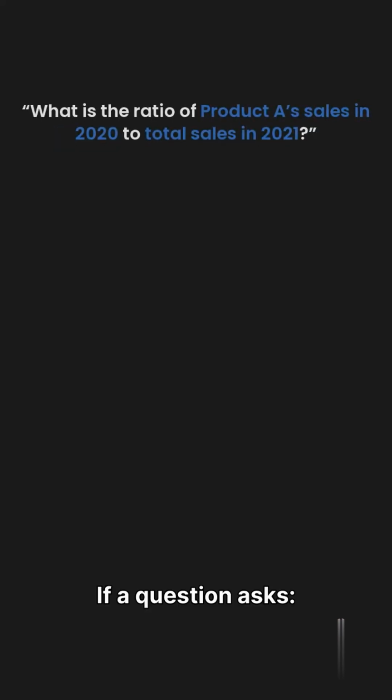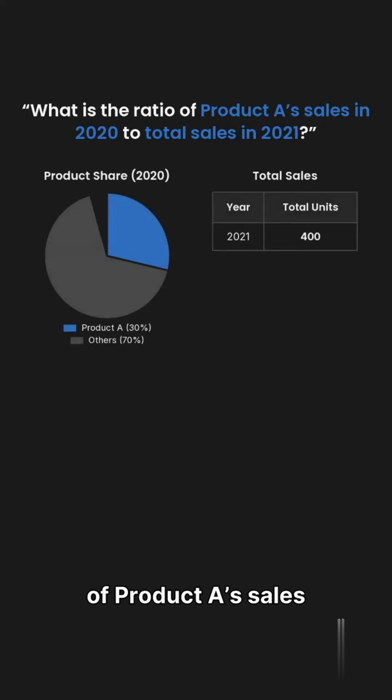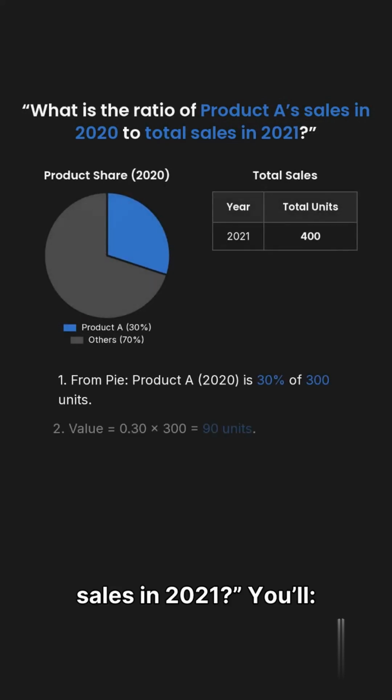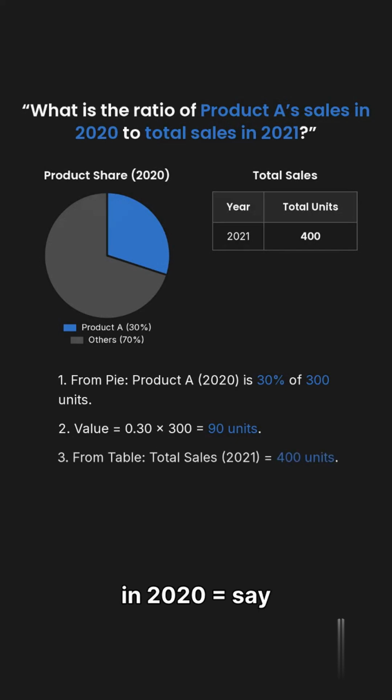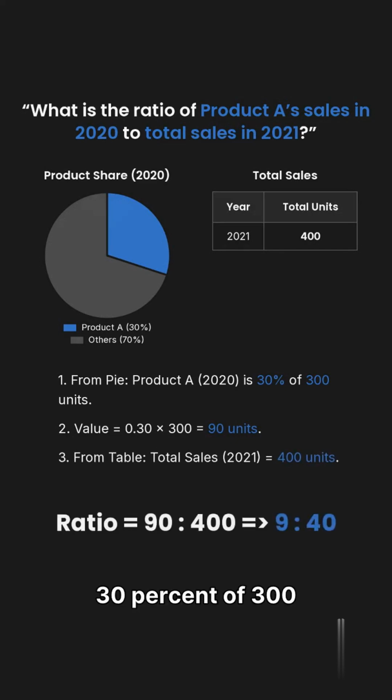If a question asks, what is the ratio of product A's sales in 2020 to total sales in 2021? You'll do this: from the pie, A share in 2020 equals, say, 30% of 300 units equals 90. From the table, total in 2021 equals 400. Ratio equals 90 to 400 is equal to 9 to 40. No need to compute all other products unless the question requires.